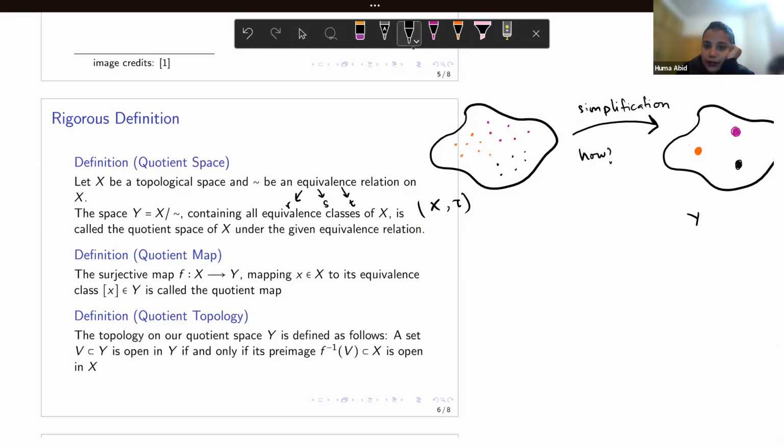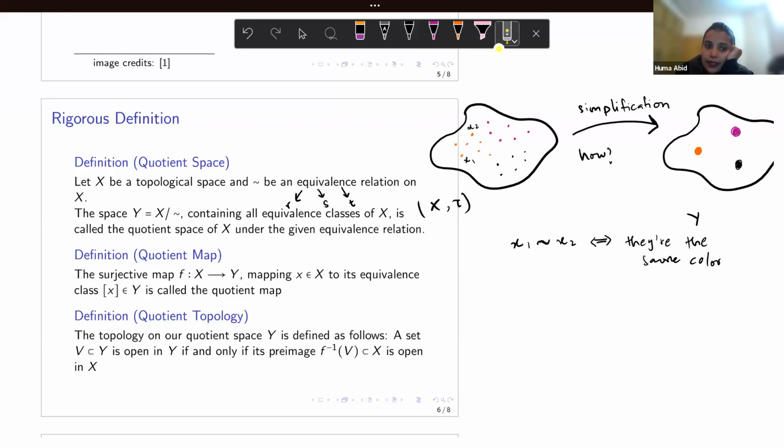Right? So for this particular example, for any points, let's call them x1 and x2, x1 is similar to x2, or equal to x2, if and only if they're the same color, right? Based on this equivalence relation, if you apply it to your space X, this is what you will get, right?